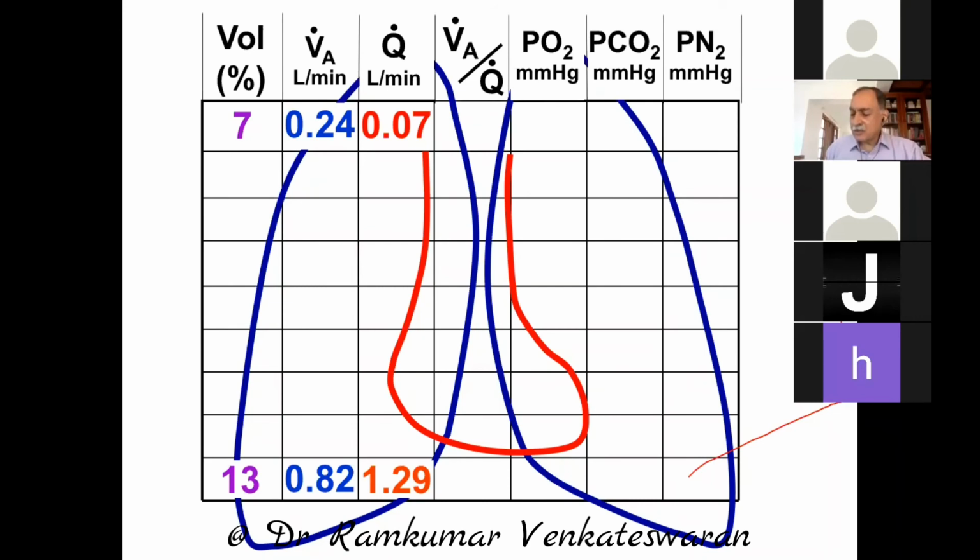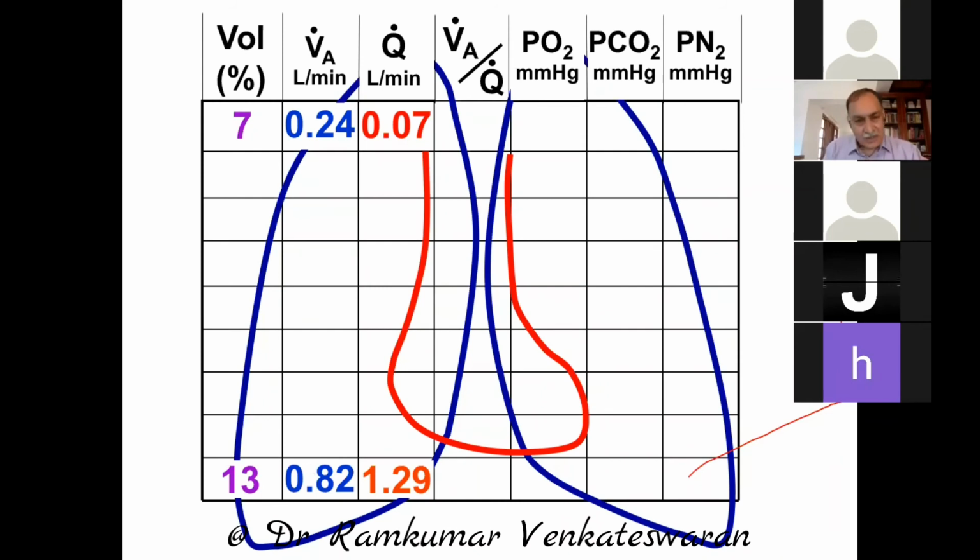Again, I would like you to do this math, and I have already written this down on a piece of paper so I can quickly tell you these numbers. If you were to divide 0.24 by 7%, to arrive at a value of alveolar ventilation in liters per minute per percent of lung volume, you'll get 0.24 divided by 7, which is a value of 0.03. It actually goes on to some more decimals, but for us, I think we'll just stop at the third decimal. 0.034 is the number I got. Similarly, when you divide 0.82 by 13, I got a value of 0.063.